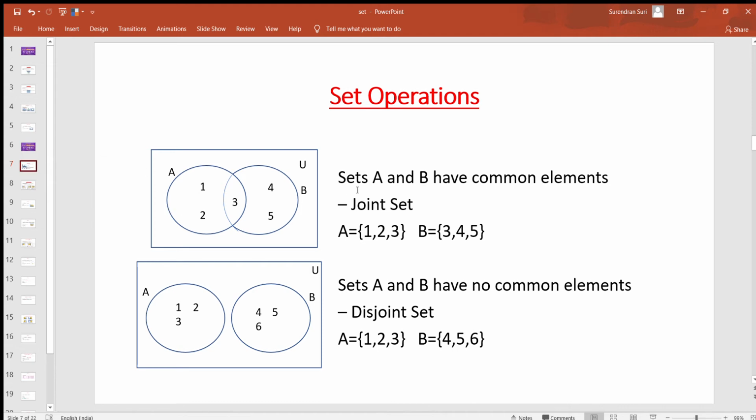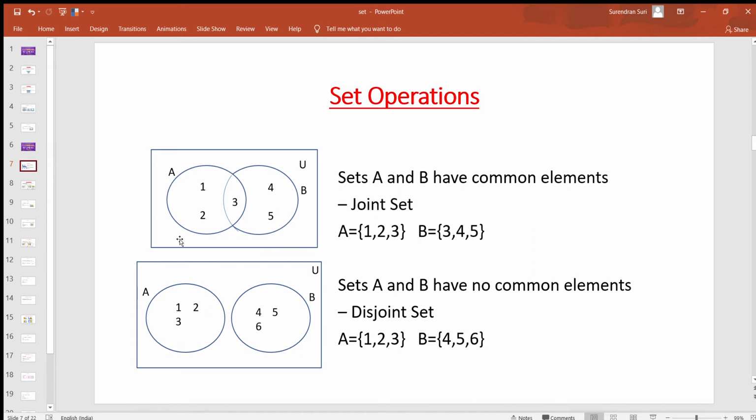In the first case, sets A and B have common elements, so they are called joint sets. Here we are representing two sets, A and B. They are called joint sets because they have common elements. Set A has the elements 1, 2, 3, and B is equal to the set of 3, 4 and 5. Here 3 is a common element for both sets. So these two sets are called joint sets.